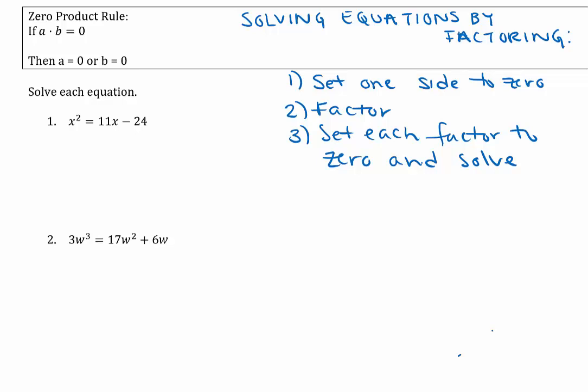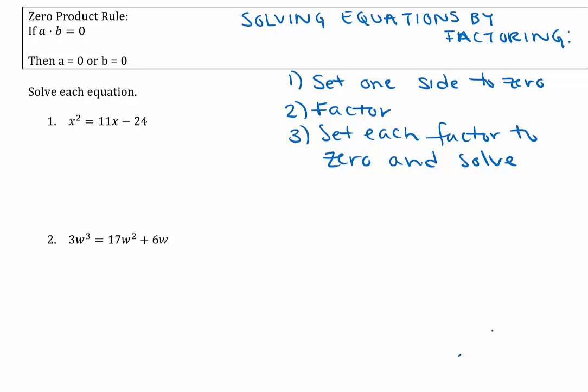In this lesson, we're going to talk about how factoring can be used to solve equations. Before we can solve some equations, though, I'm going to give you something called the zero product rule. This rule basically says anytime you multiply two numbers together and you end up with a product of zero, one of those numbers has to be zero.